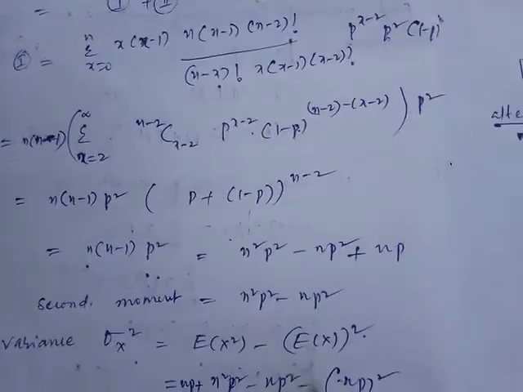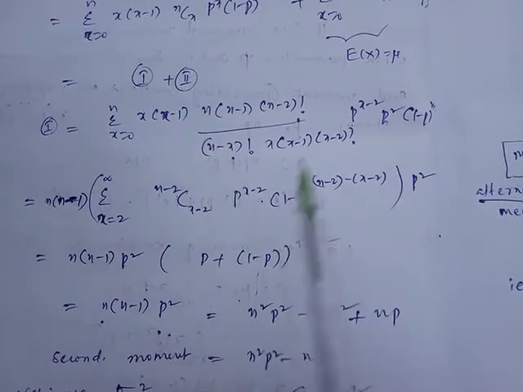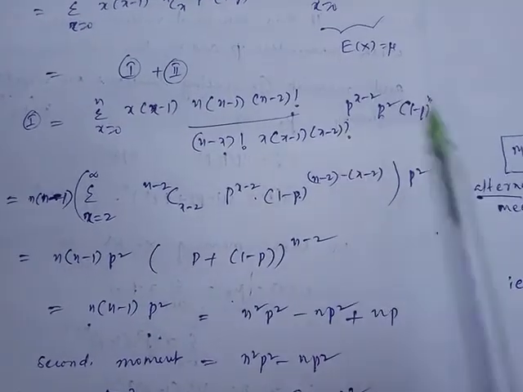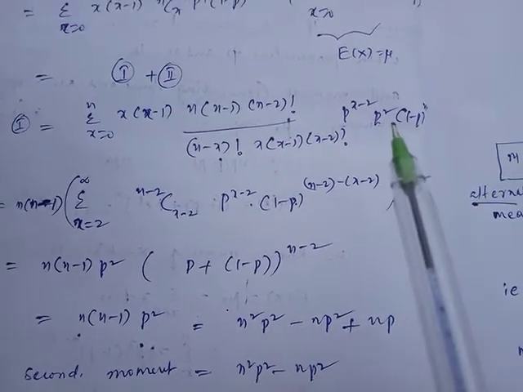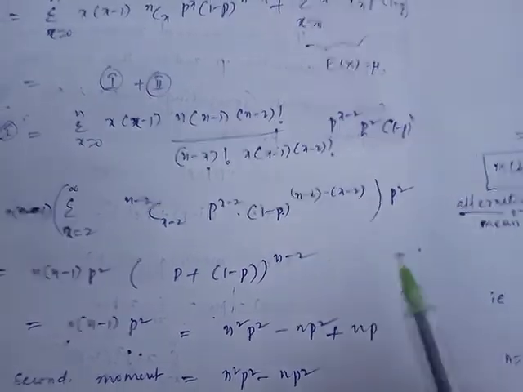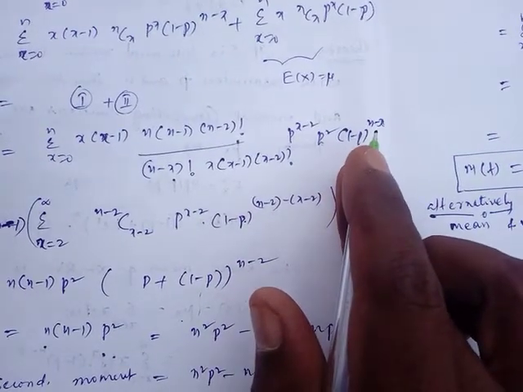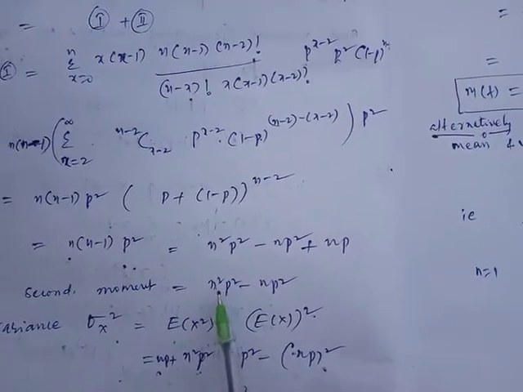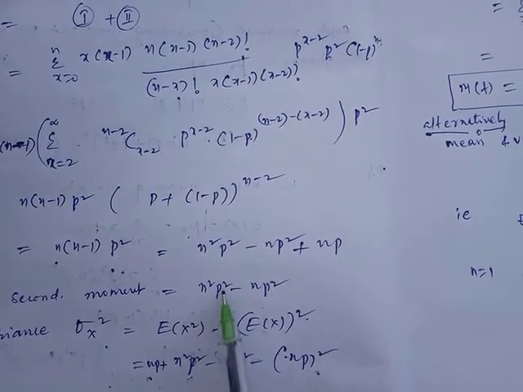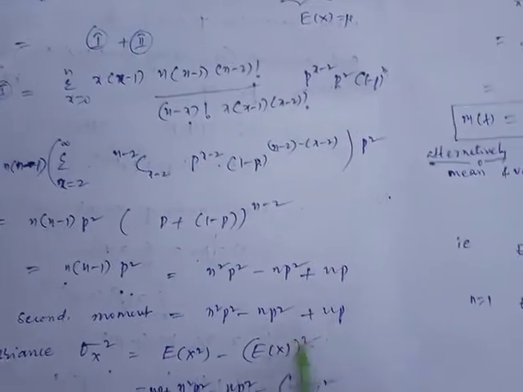For x into (x minus 1), I am splitting the nCx value and the density function value. I am writing p to the x as p to the x minus 2 into p square, and (1 minus p) to the power n minus x. Here n minus x is nothing but (n minus 2) minus (x minus 2). It simplifies to n square p square minus n p square plus np, because of the mean value. This is the second moment.